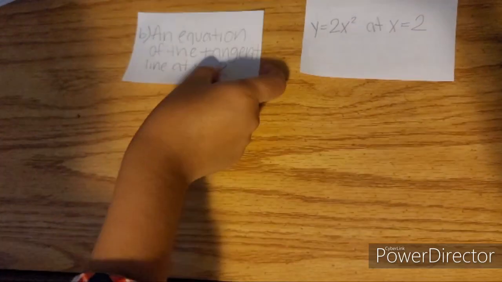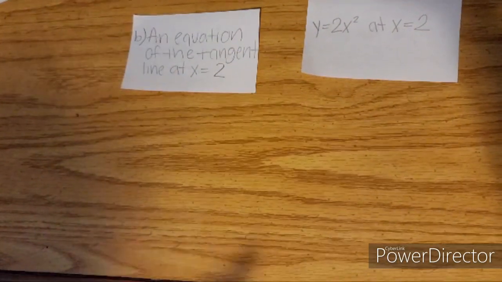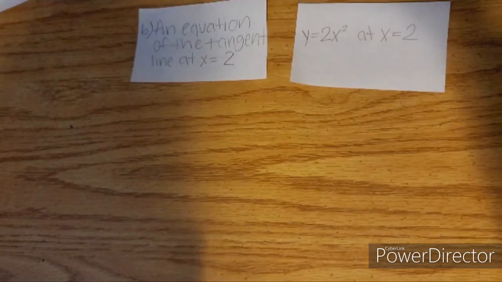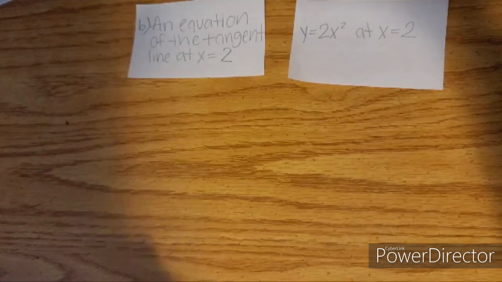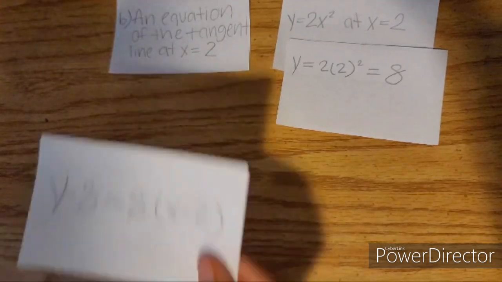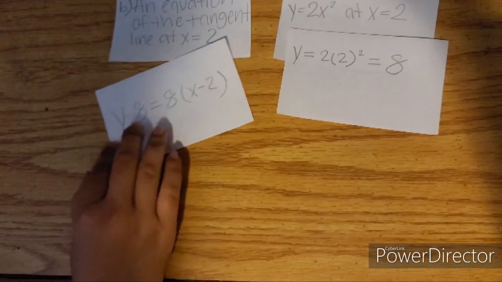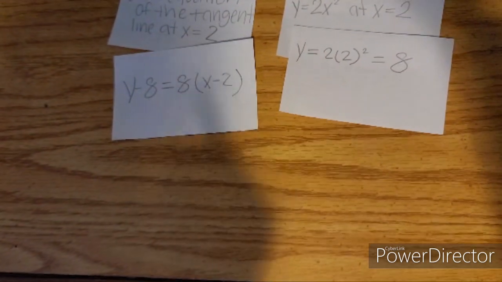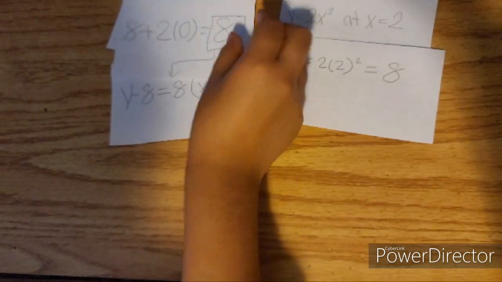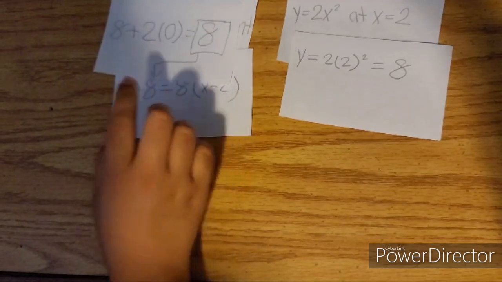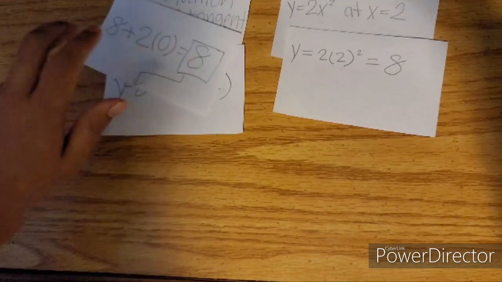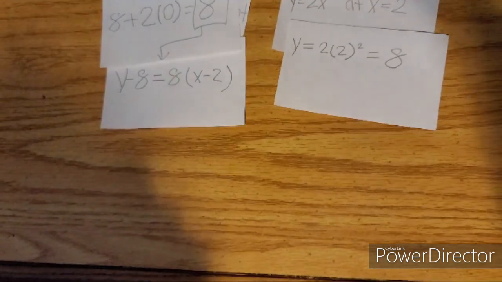Next problem will be part B, an equation of the tangent line at x equals 2. We will be using the same equation we did for the last problem. In order to get the tangent line, we will need to plug this in, which will give us 8. And then this will be the equation that we're going to use: y minus 8 equals 8 times (x minus 2). Some people may be wondering where we got that 8. This 8 right here, we got from the previous problem, where the answer was 8.